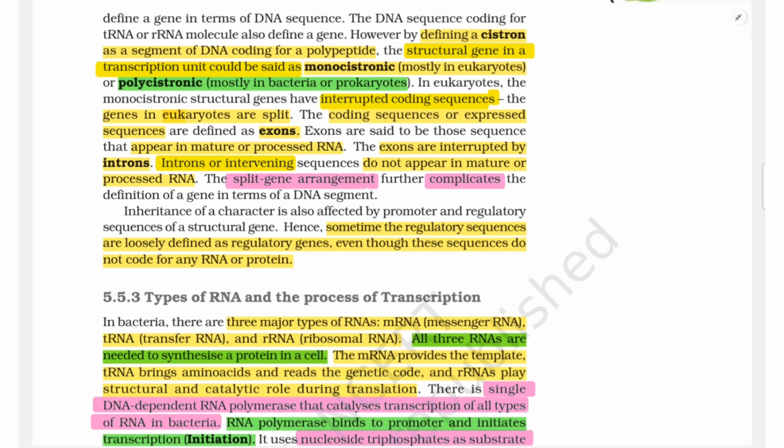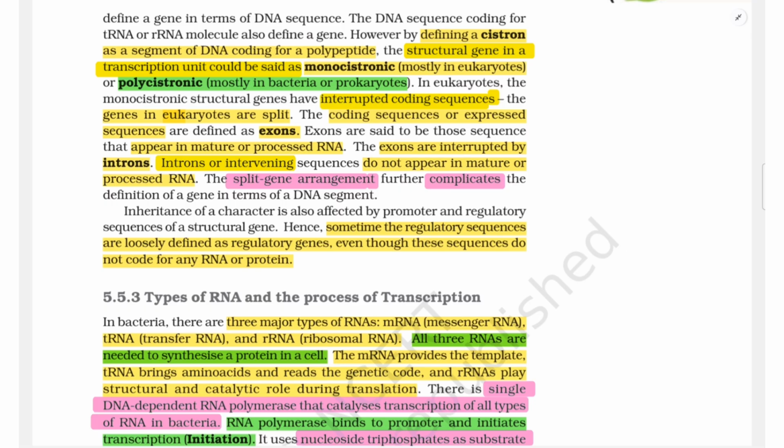the structural gene in a transcription unit could be said to be monocistronic, mostly in eukaryotes, or polycistronic, mostly in bacteria or prokaryotes. In eukaryotes, the monocistronic structural genes have interrupted coding sequences. The genes in eukaryotes are split. The coding sequences or expressed sequences are defined as exons. Exons are those sequences that appear in mature or processed RNA. The exons are interrupted by introns. Introns or intervening sequences do not appear in mature or processed RNA.